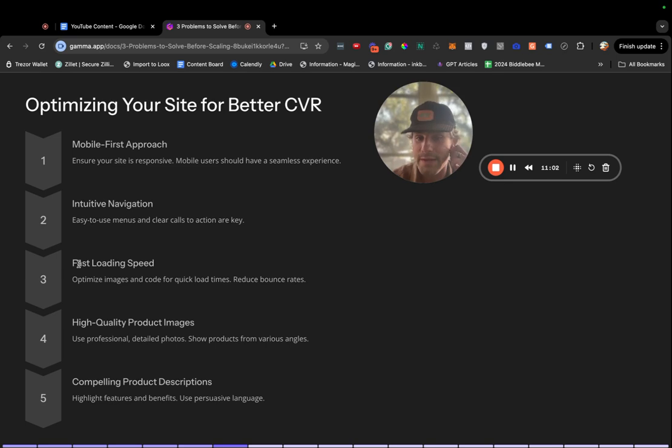Make sure your loading speed is at least relatively fast, right? Ideally, it's less than 3 seconds. That's where we start to see a drop off, with loading times over 3 seconds.